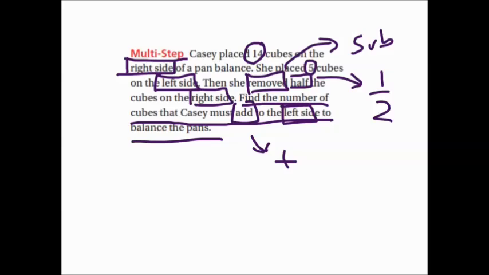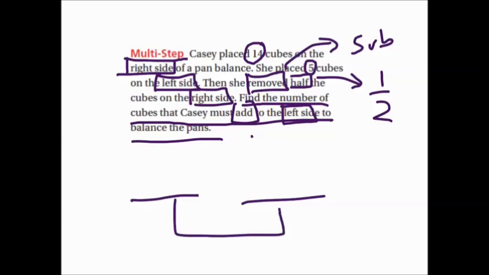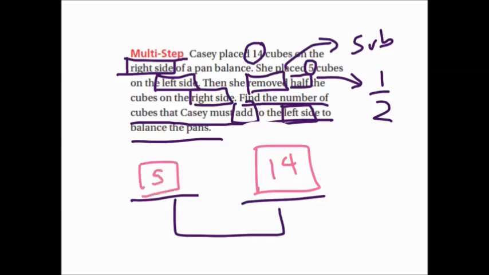So now I'm going to just draw a picture of a balance, like this. Casey placed 14 cubes on the right side of a balance. So I'm going to say 14 cubes here. And then 5 cubes on the left side. So I'm going to put 5 here.